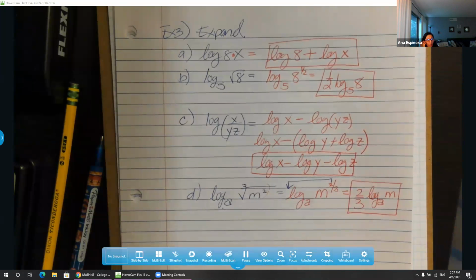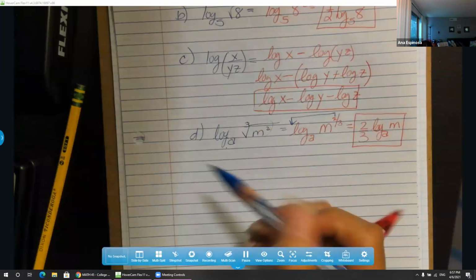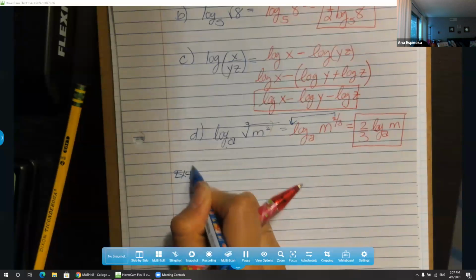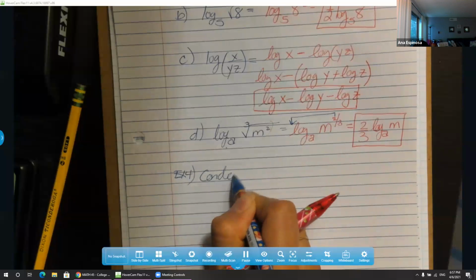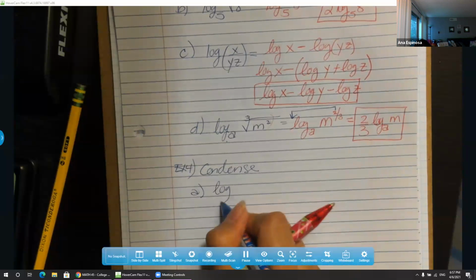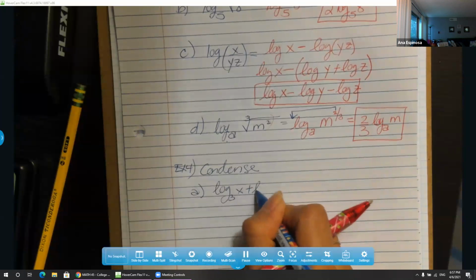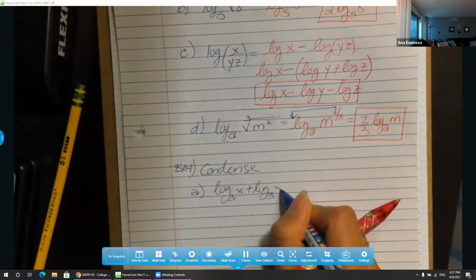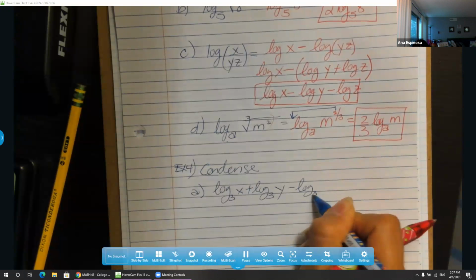Okay. Now we're going to go the other way around. I am going to then condense. So this is example 4. Condense: log base 3 of x plus log base 3 of y minus log base 3 of 2.